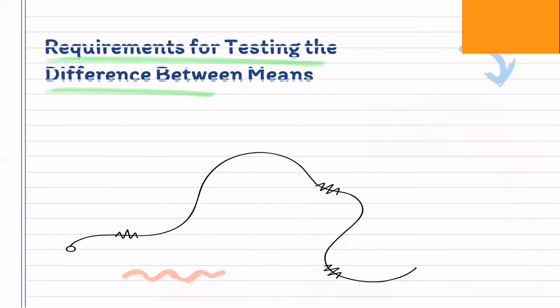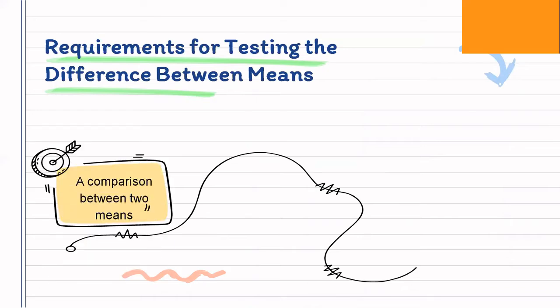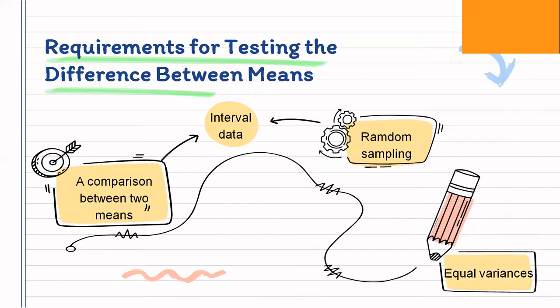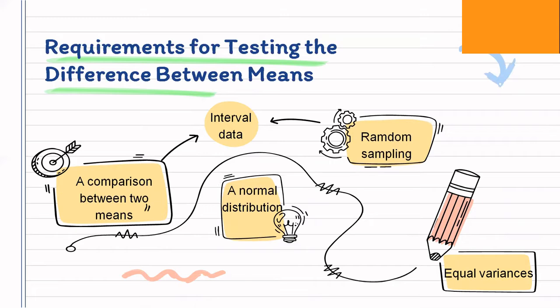Now let's take a look at the requirements for testing the difference between means. First, you need a comparison between two means. And then, you need interval data. And also random sampling. And you also need equal variances. And lastly, a normal distribution.